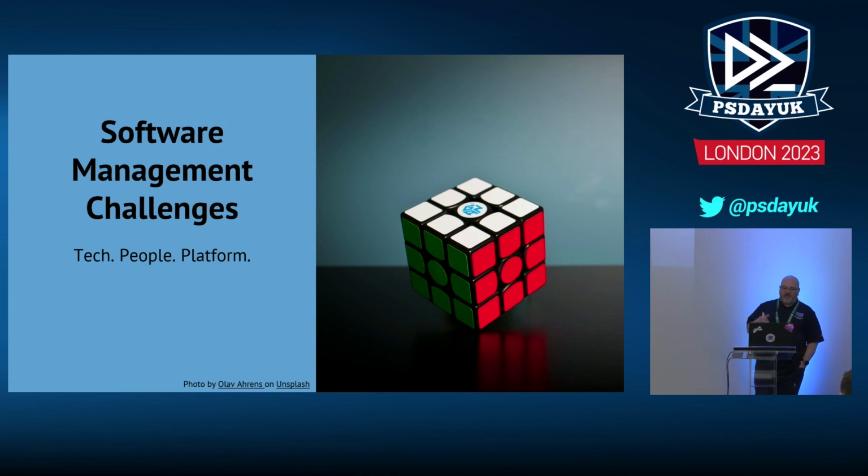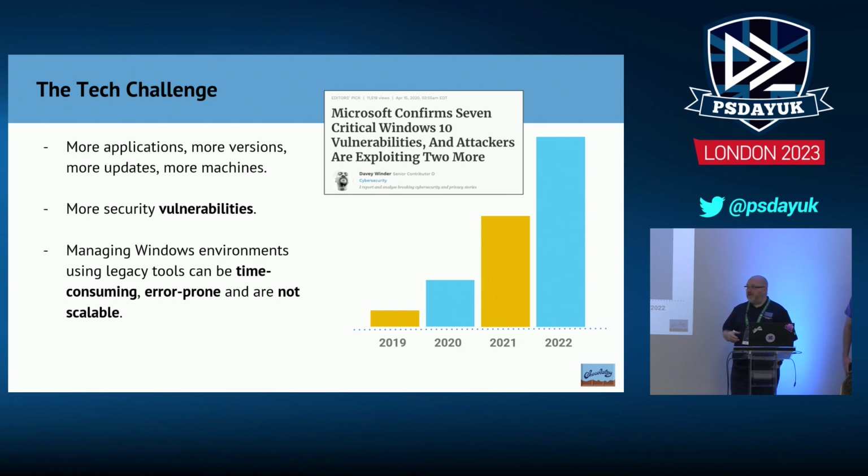So we're going to look at the software management challenges, and it really comes down to three things. Hopefully you can see that on the screen there, but it comes down to tech, people, and platform. And the tech challenges that we're really looking at in our modern enterprise environments. We're looking at more applications and more versions. We're always looking to do more with less. There's less people, there's less time, but there's more things to do.